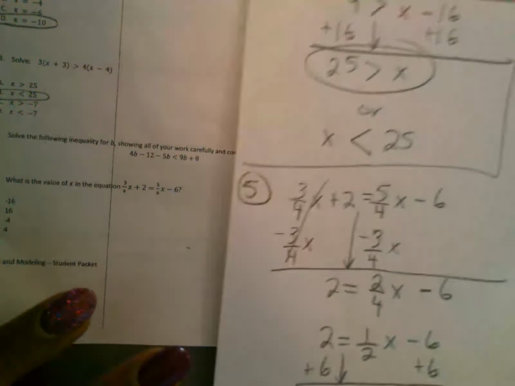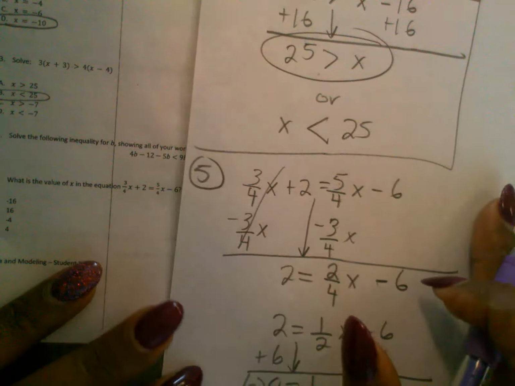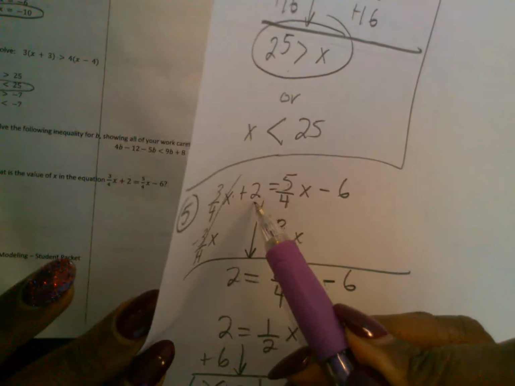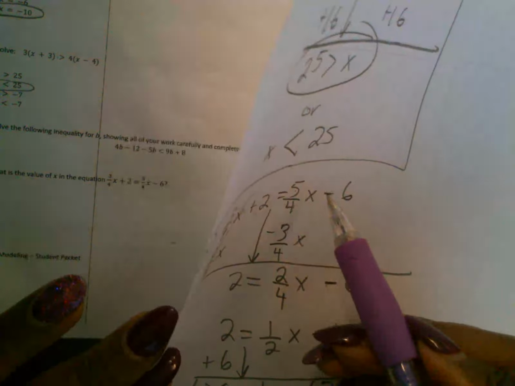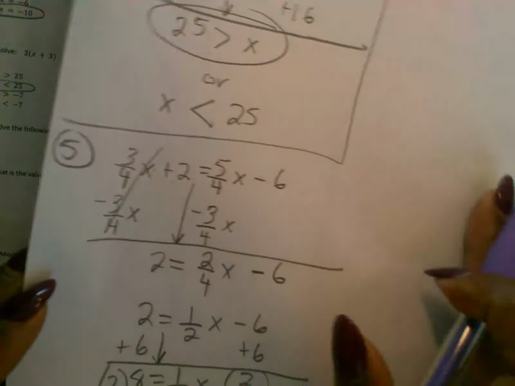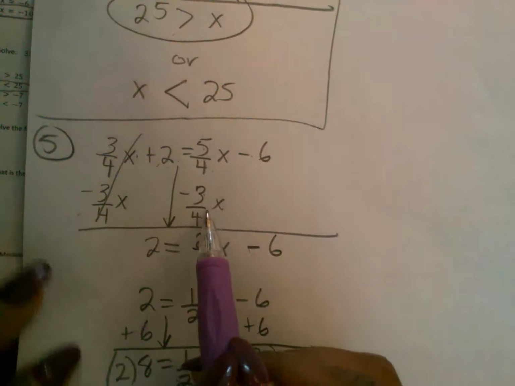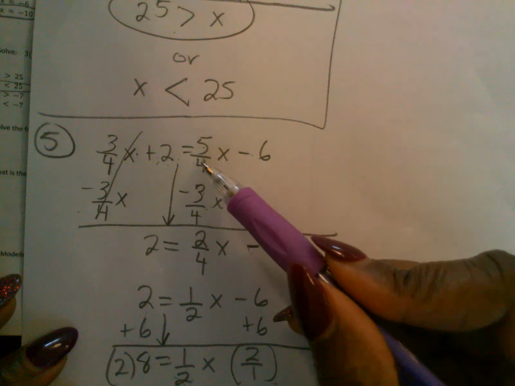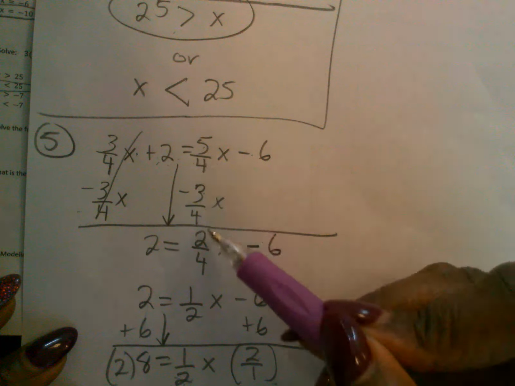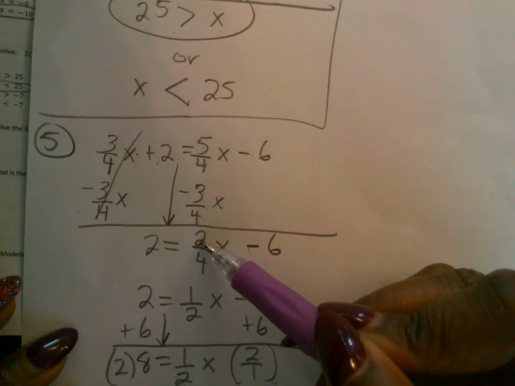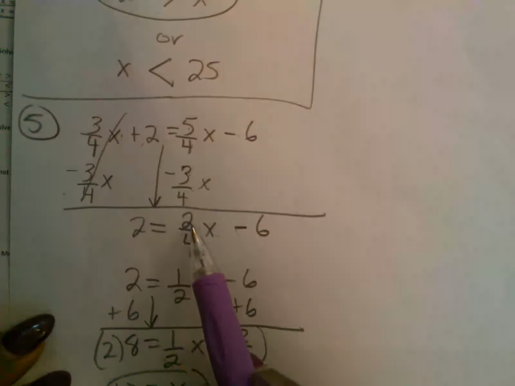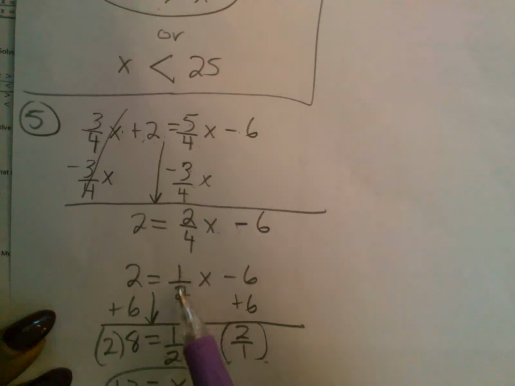I did something wrong. 3 over 4x plus 2 is equal to 5 over 4 minus 6. 3 over 4, bring down the 2, bring down 2. That's right. Okay, when I reduced it, that gives me 1/2.